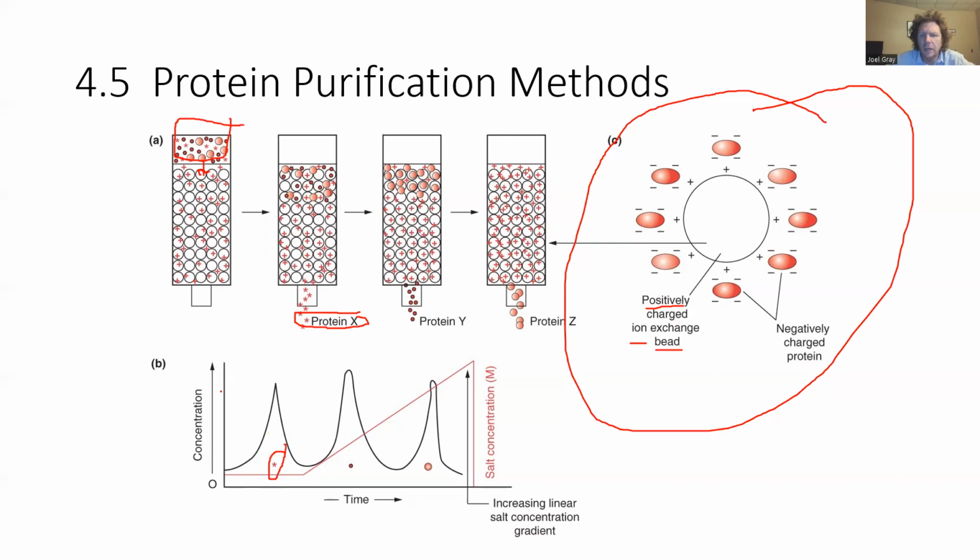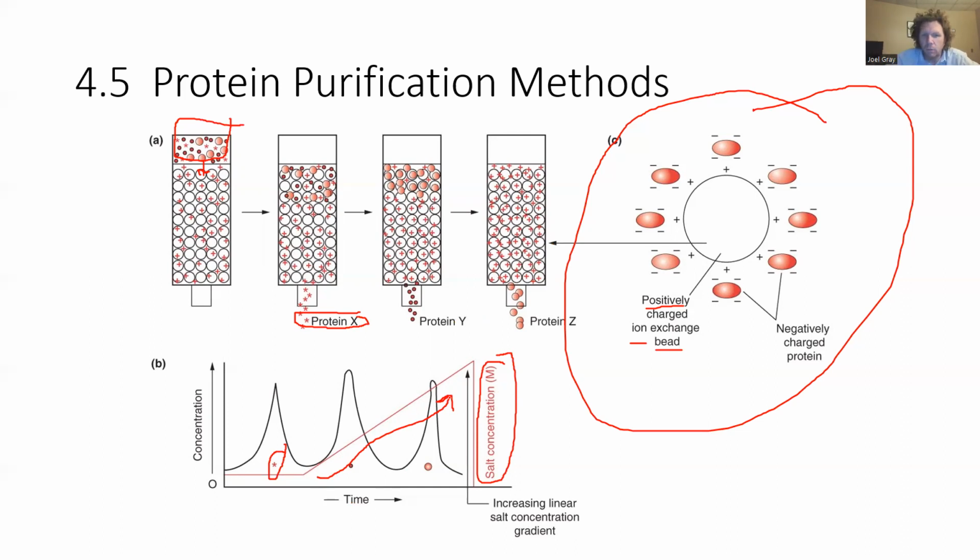Our y-axis is a measure of our UV 280. Our x-axis is time, but then there's one other element that we have to consider here, and that is this other pink line, which is displayed as salt concentration. What that is showing is our sodium chloride concentration increasing. It's increasing gradually. Over time, our sodium chloride concentration begins to increase.